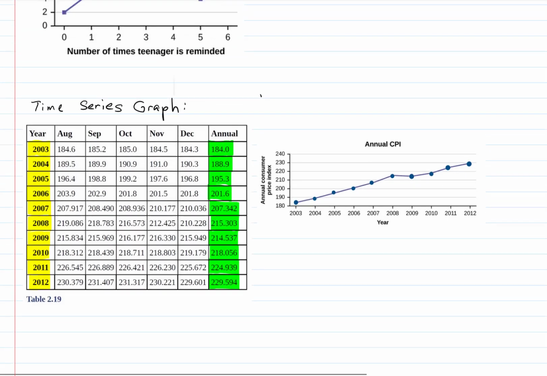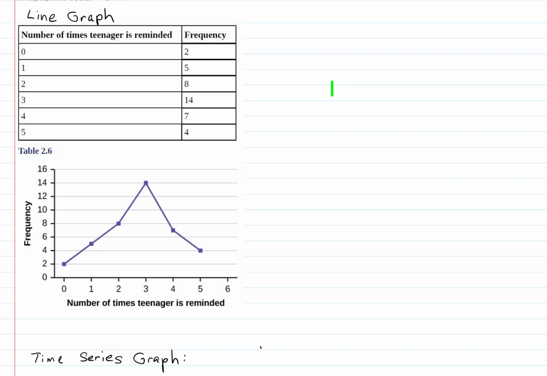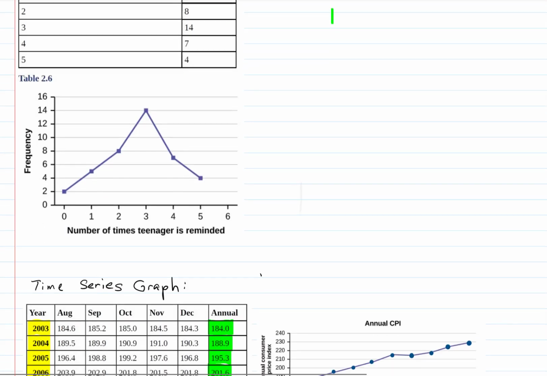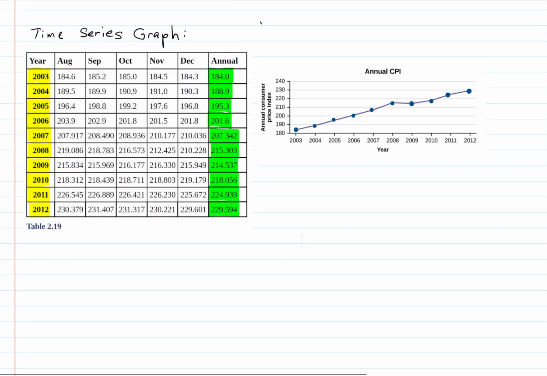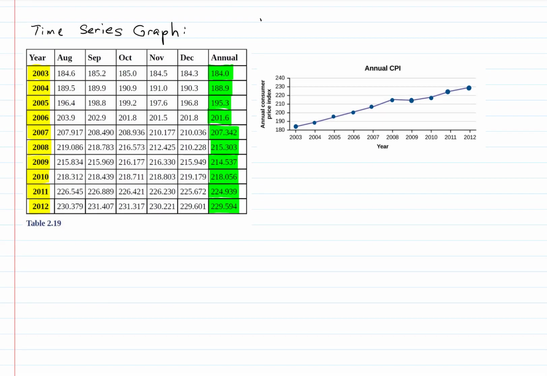For a normal line graph like this, you're measuring many different objects at basically the same time. Whereas here, in a time series graph, you're measuring one object at many different times. Okay? All right, and then the last kind that we need to cover is called a frequency polygon. Now, this is for continuous data.